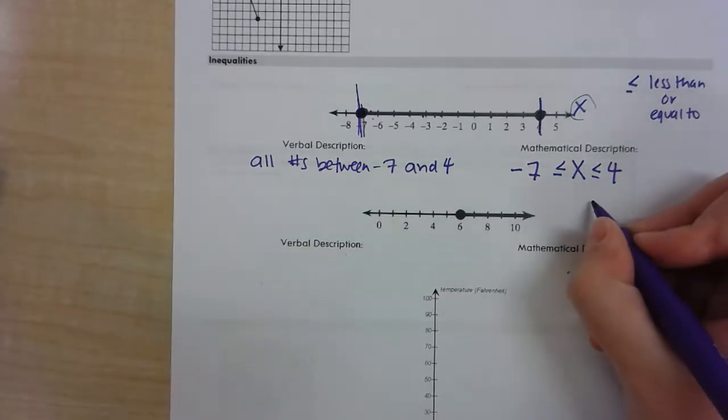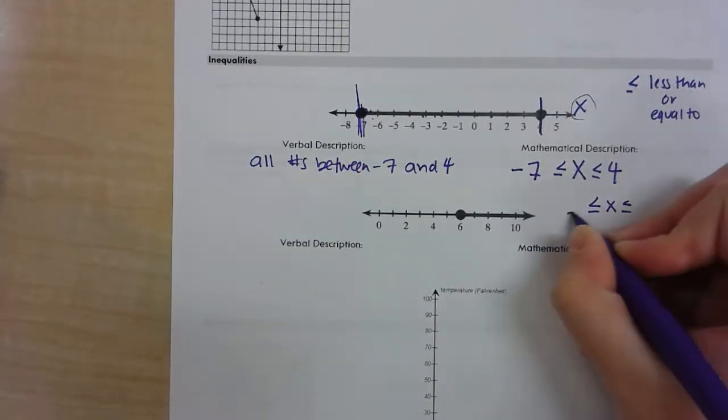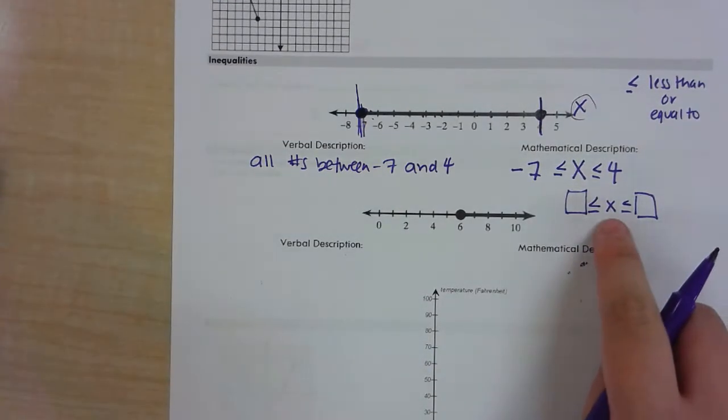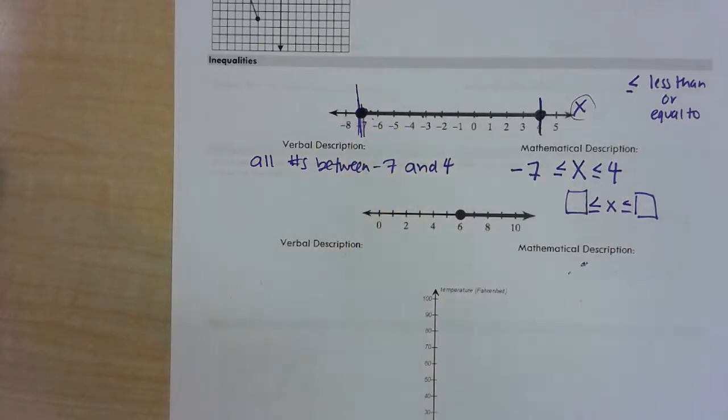So you should probably memorize this format right here where we're filling in numbers. This is going to be a notation that you see a lot, and it means that x or any number can be between -7 and 4.